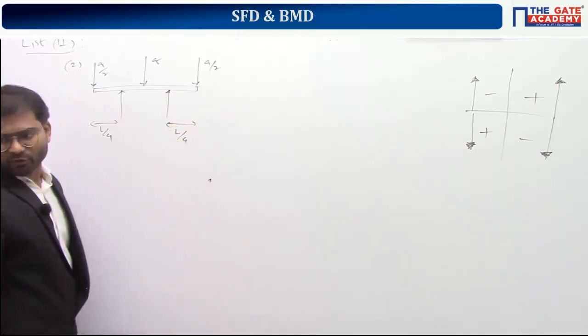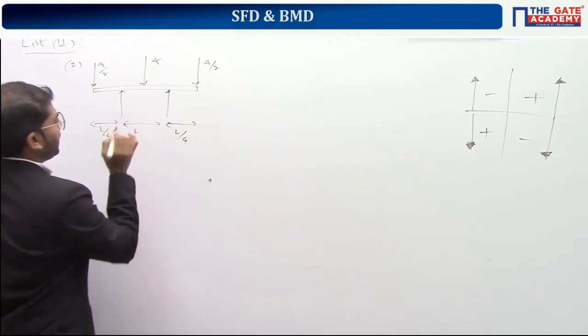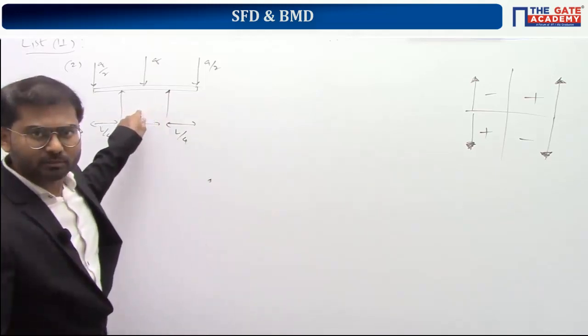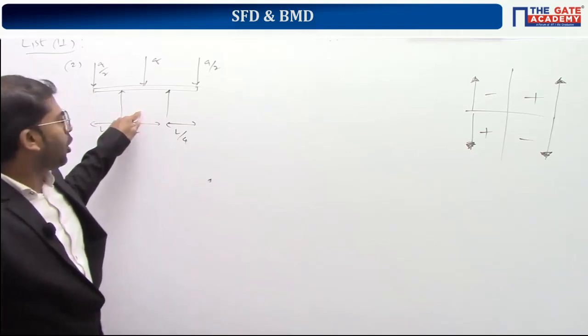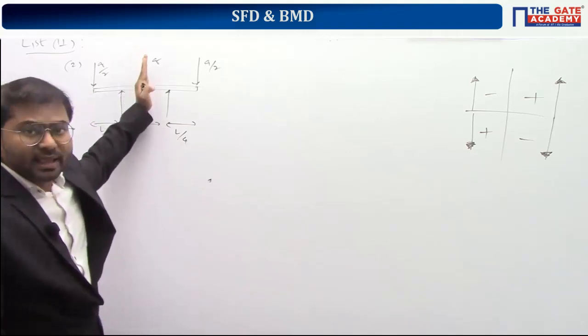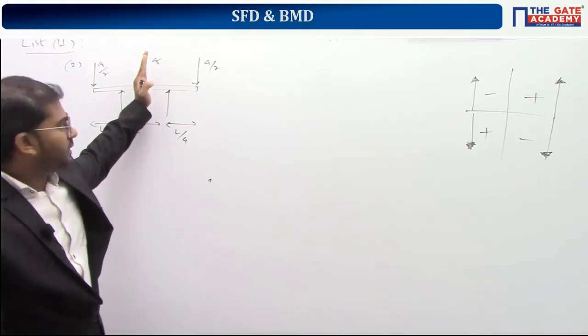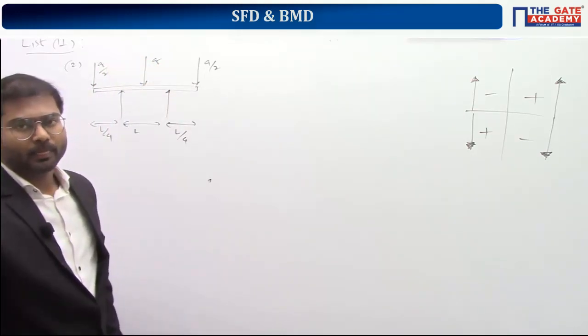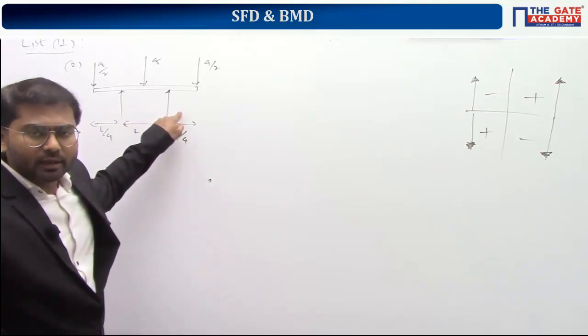This is equal to L by 4. This is L. So you have to apply equilibrium condition to get the values of these two reaction forces. But if you see this diagram, it's very obvious that it is symmetric about the center. If it is symmetric about the center, both reaction forces should be the same. Both should be equal.